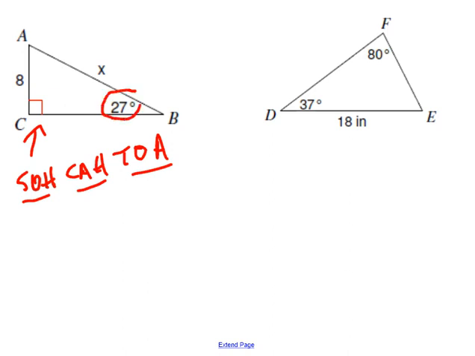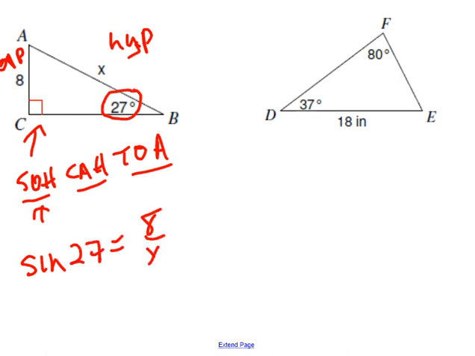So if I'm using this angle, this would be the opposite. This would be the hypotenuse. And then since it's opposite and hypotenuse, I'd want to write a sine equation. And I could do sine of 27 is 8 over x. And then I can solve for x. I have one missing thing, and I can solve for it.